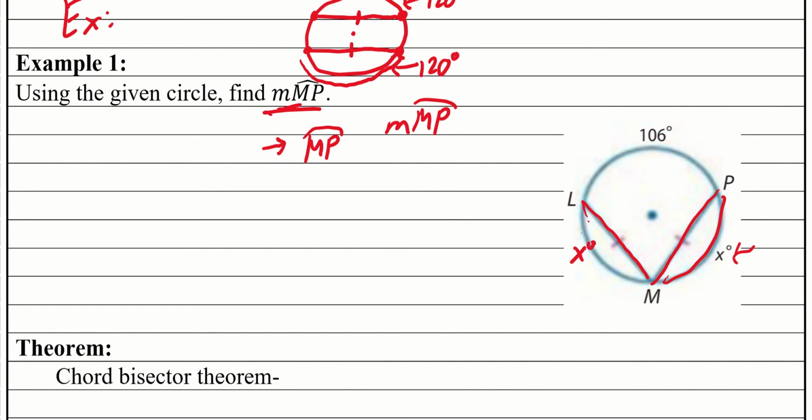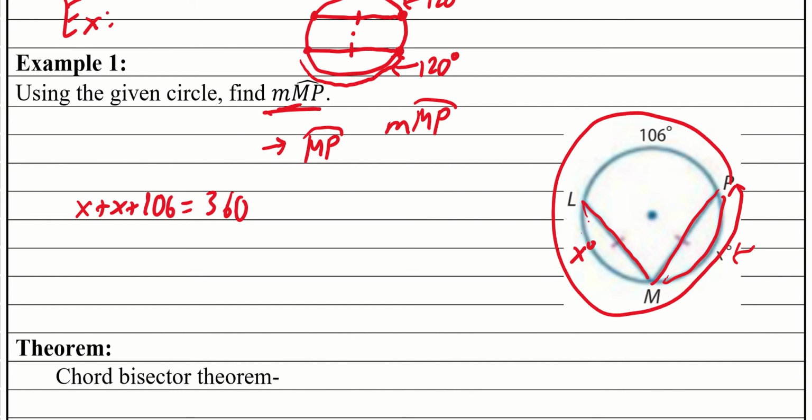Okay, so now I have these three arcs, and we should be able to set up an equation here, because remember, we know all the angle measures around a circle are always going to add up to 360, whether that's the central angles or the measures on the outside. So I can say x plus x plus 106 equals 360 here. Okay, so this is how I'd set up the equation. All the way around the circle is 360, and so just add all those three together.